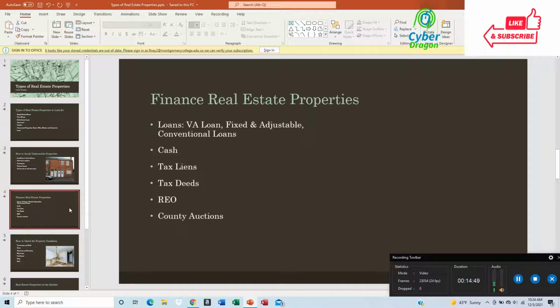County auctions, you can buy houses relatively cheap. Those are where your tax liens and tax deeds are, or you can buy at the auction, where they bid down on interest for the tax lien section, which I said is between 12 to 24%. Tax deed, you're paying the full price of the tax deed. It could be like $1,000, $2,000.